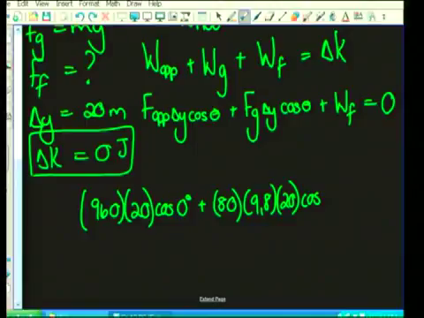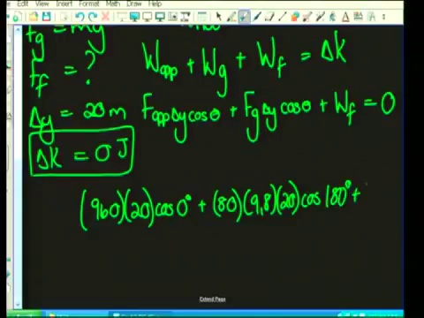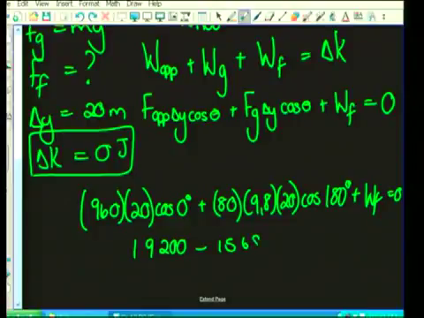Now we think about it and we go, okay, hang on. He's going up. Air friction acts down. It's 180 degrees. They're in opposite directions. Plus WF equals 0. Now we just plug this all into our calculator. So that's 19,200 minus 15,680.